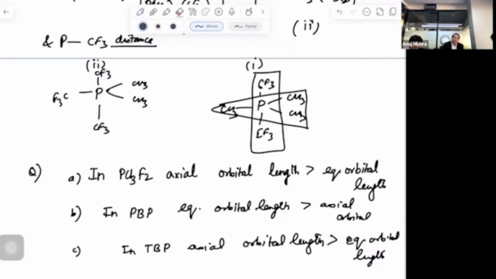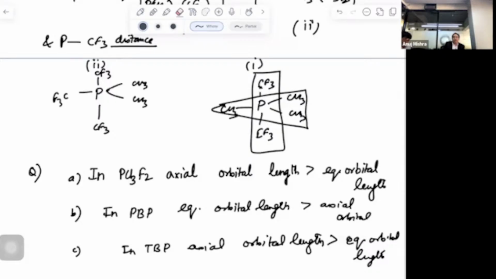See, the first question is in PCl3F2, axial orbital length is more than equatorial orbital length. Meaning is very simple, that axial positions are longer than equatorial positions. You have to check whether this is right statement or wrong statement. How will you check? PCl3F2 structure you have to draw. Fluorine is electronegative, so fluorine should be top and bottom. Fluorine will be on the side where percentage s-character is smaller. Percentage s-character smaller means bond lengths are longer. So fluorine bond lengths are longer, right? Stretched. So is the first statement correct? And chlorine will come closer because of shorter bond length. Make sense? Is it clear?